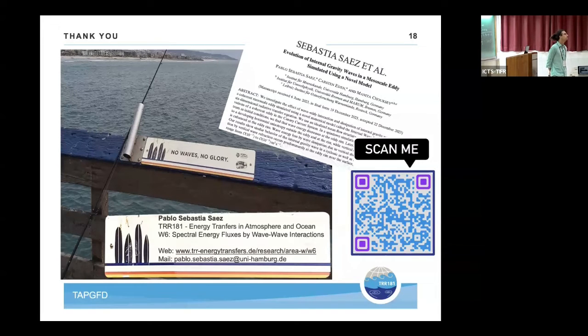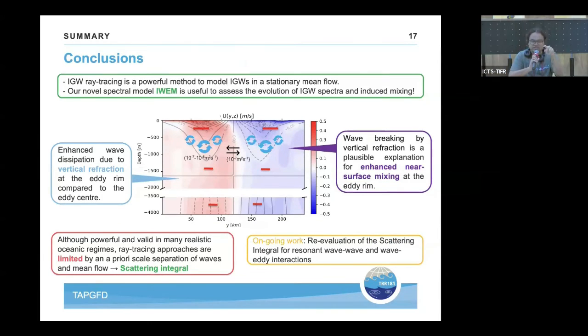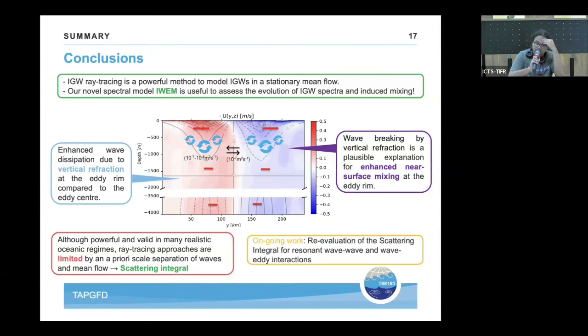Hi, can you hear me now? Good. Just a quick question. You talked on the last slide about how ray tracing is limited by the fact that it doesn't take into account scattering, because it assumes an a priori scale separation of waves and mean flow. Now, building off of Jim's question about wave propagation: when you were talking about waves propagating out of the model domain and carrying energy away with them, your domain box was basically centered on this eddy, right?